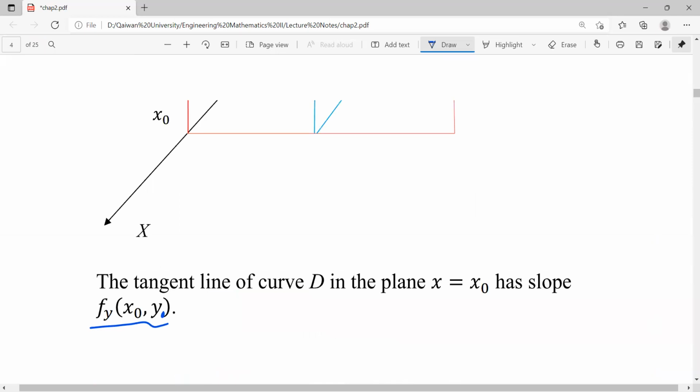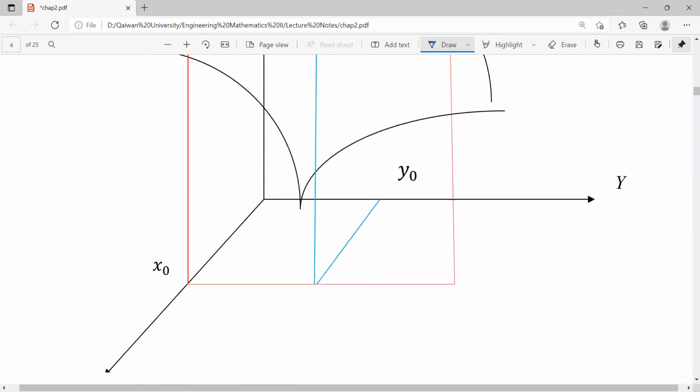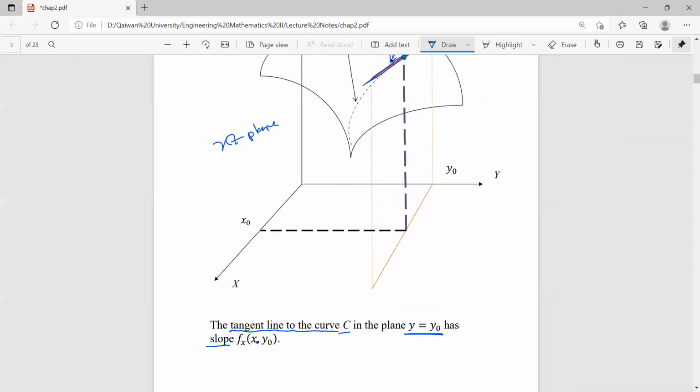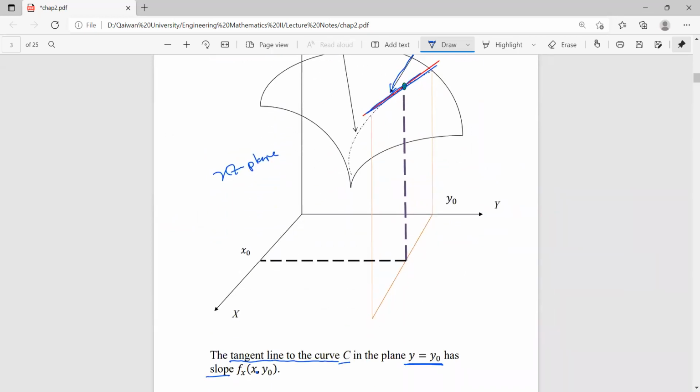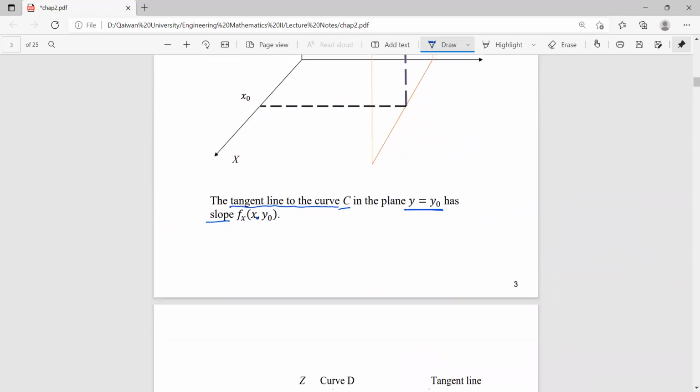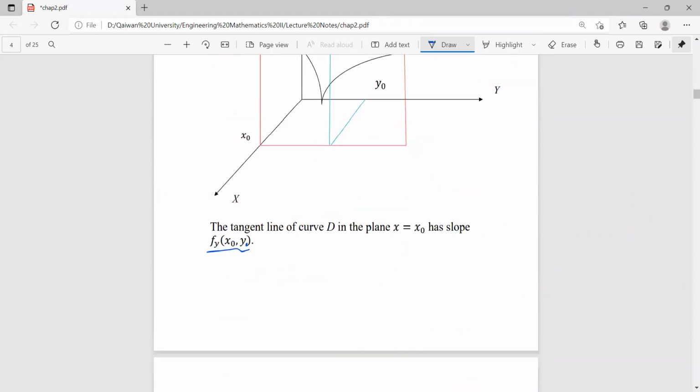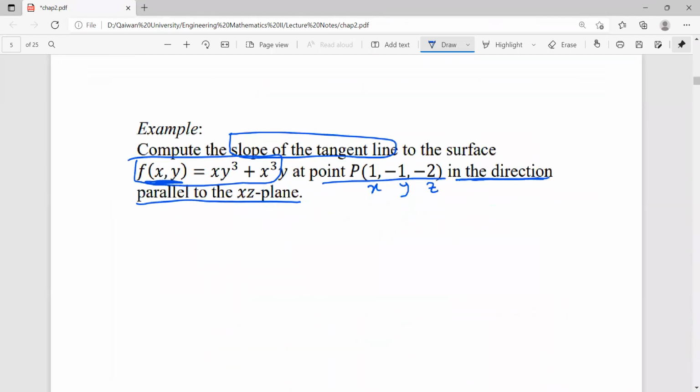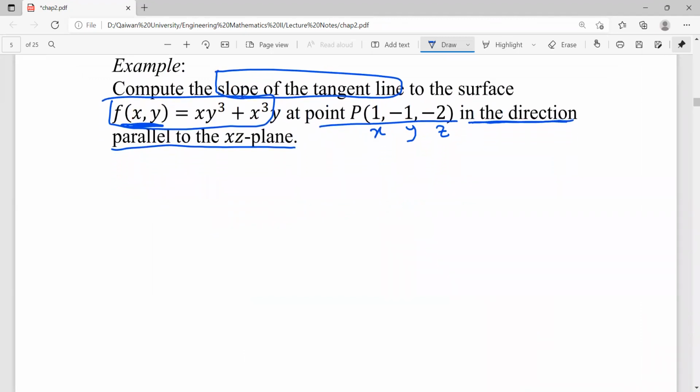So look here, it's the same as this one. This is parallel to the xz plane. That means we should find f sub x at the given point. The function is given: f of x, y equals x y cubed plus x cubed y. We have been given this function.